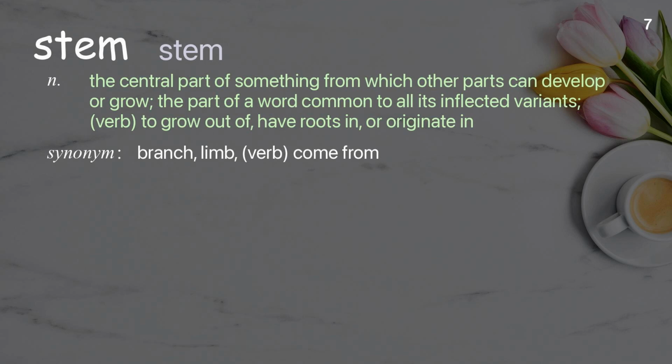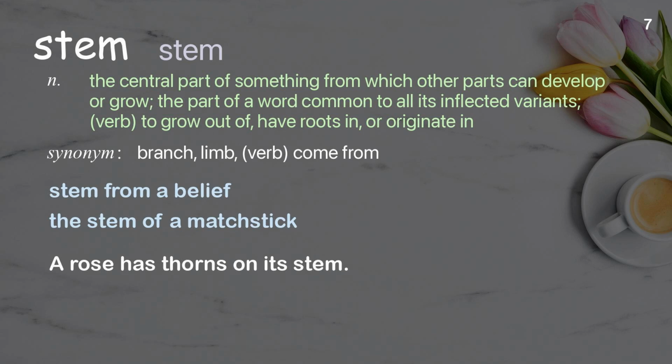Stem. The central part of something from which other parts can develop or grow, the part of a word common to all its inflected variants. Verb, to grow out of, have roots in, or originate in. Examples: Stem from a belief. The stem of a matchstick. A rose has thorns on its stem.